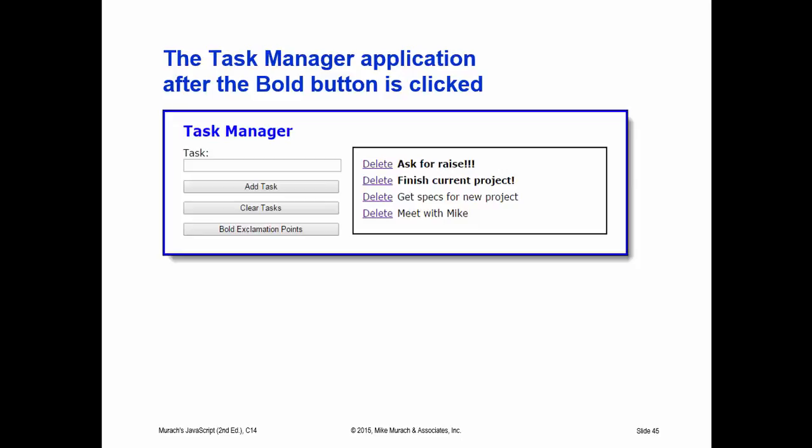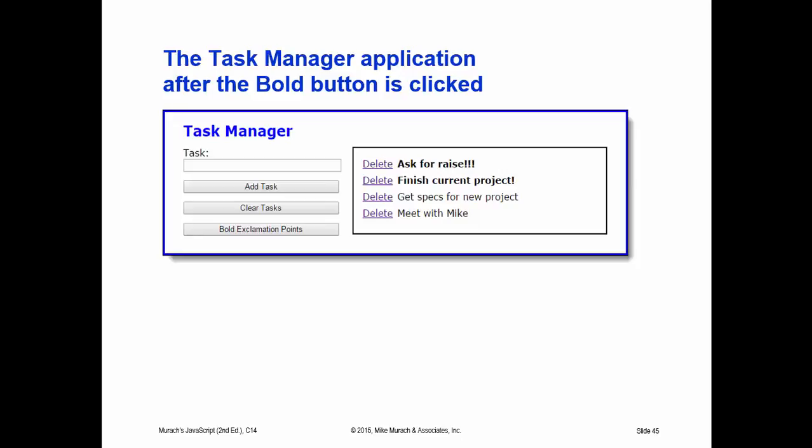It also has a bold exclamation points button right there, and the idea is if you click that, it'll make all tasks bold that have an exclamation point in them. You can see it right there. The closures in the example make the app more stable by protecting its internal operations from being overridden by outside code, and the callbacks make the storage functionality more flexible.